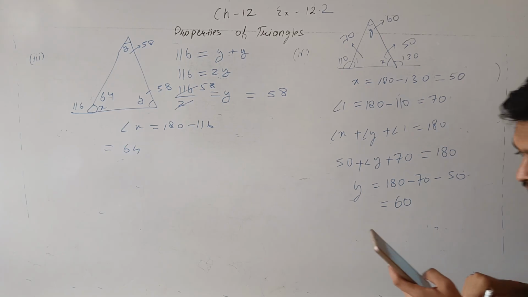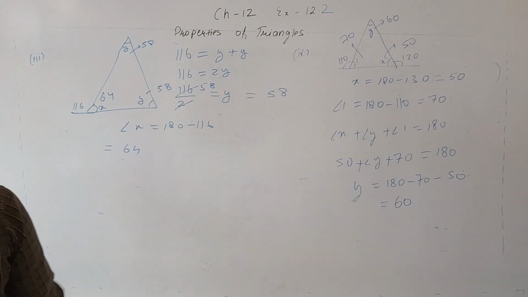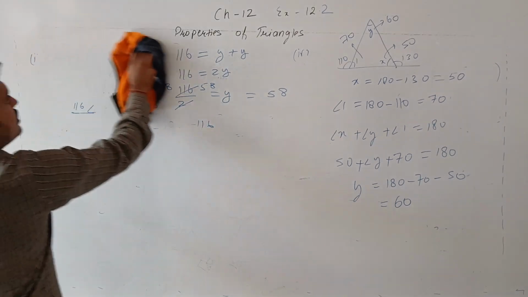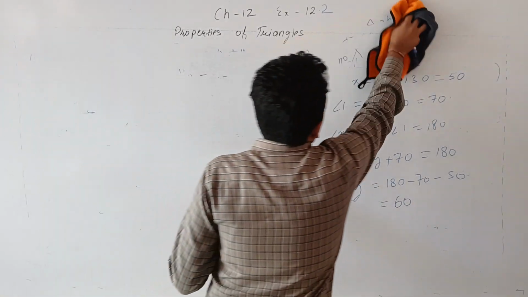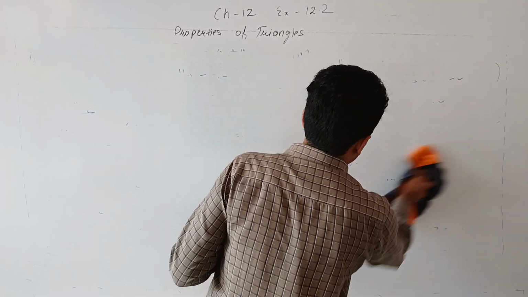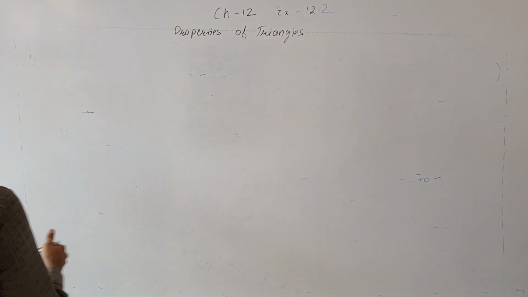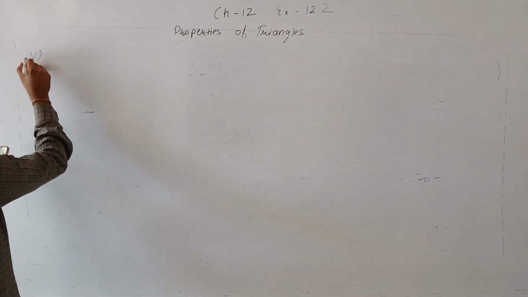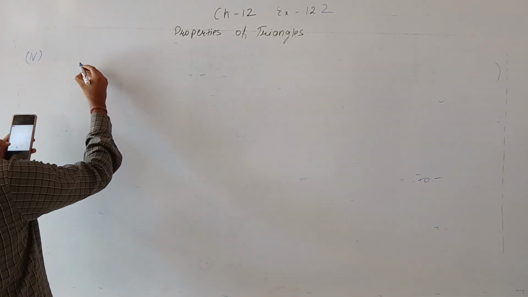Now we'll move to the next question, question number 5. Question number 5 is again a triangle.